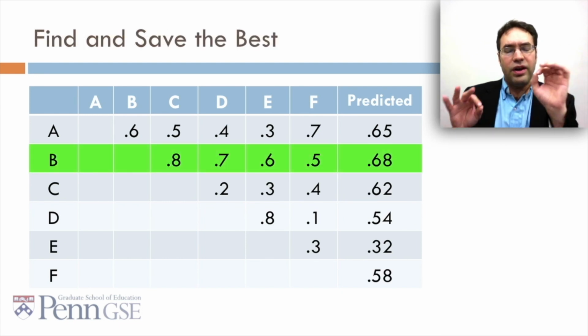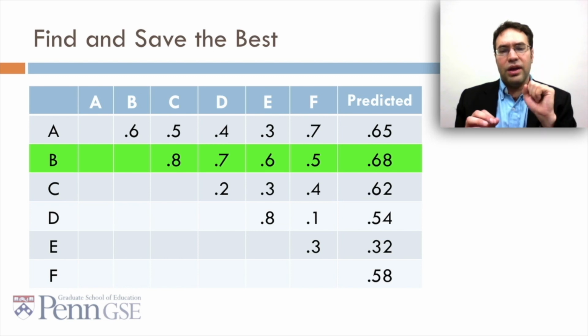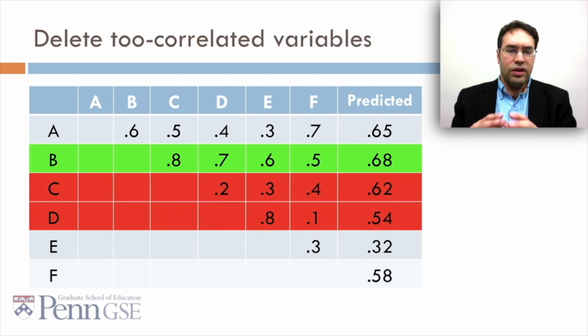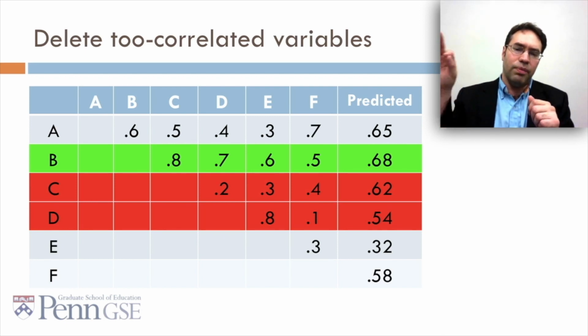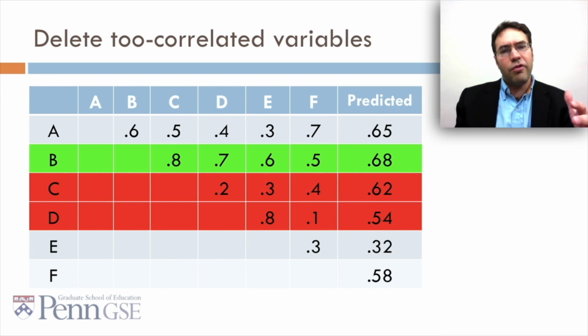First, we're going to find and save the best. That turns out to be B. B has a correlation with the predicted variable of 0.68, which is better than any of the other variables. Then we're going to take the variables that are too correlated, in this case, C and D. C and B correlate at 0.8, and C and D correlate at 0.7. None of the other ones are above 0.65.